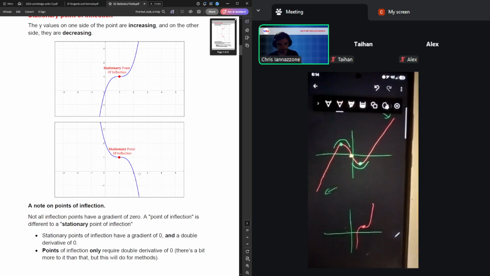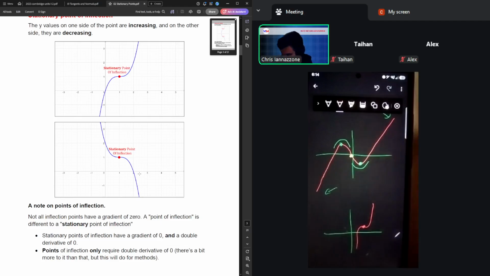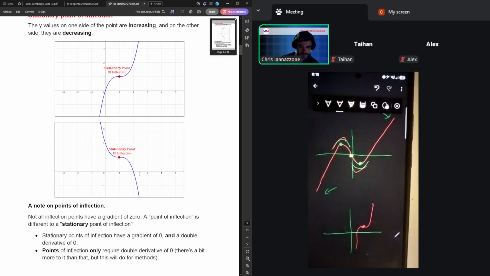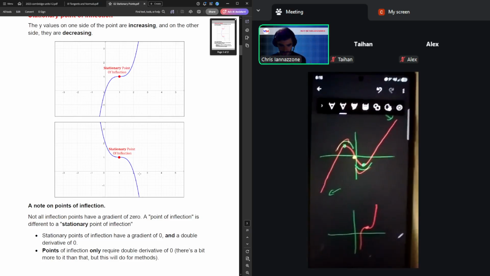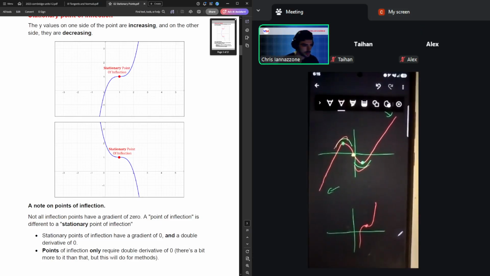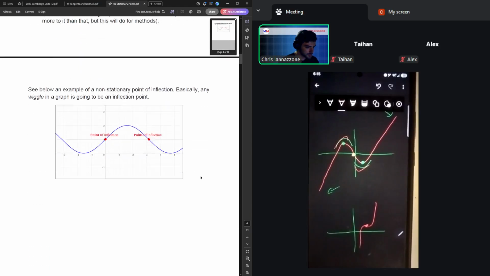For the other stationary points, it's all about gradient zero, essentially. And they're fairly obvious to spot. You just look and say, yep, that's a hill, awesome. Cool. If there's any further clarifications for that, let me know. Otherwise, we'll continue.